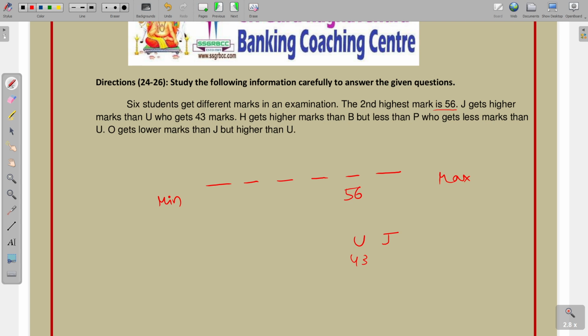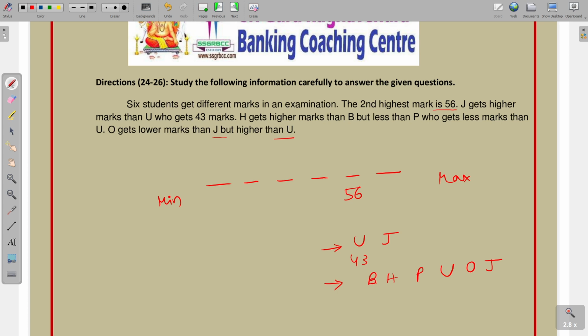Next, H gets higher marks than B but less than P. And P gets less marks than U. It means B and H both are getting less marks than U. O gets lower marks than J but higher than U.